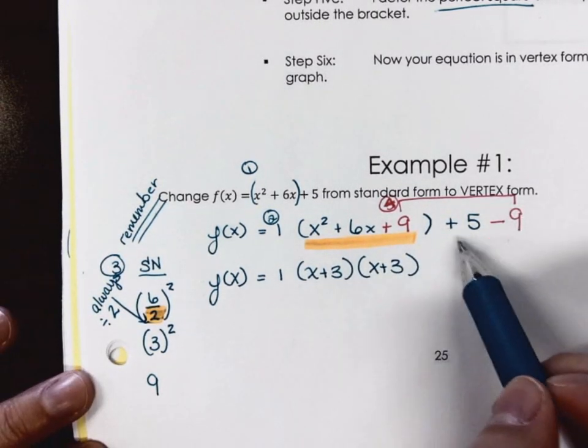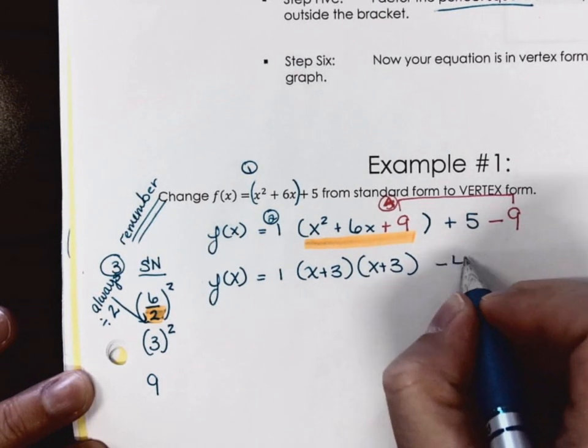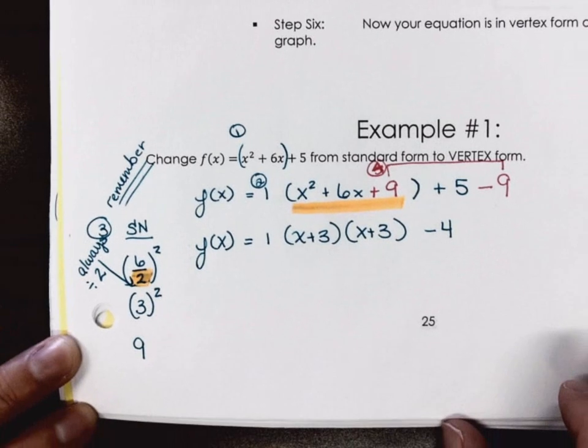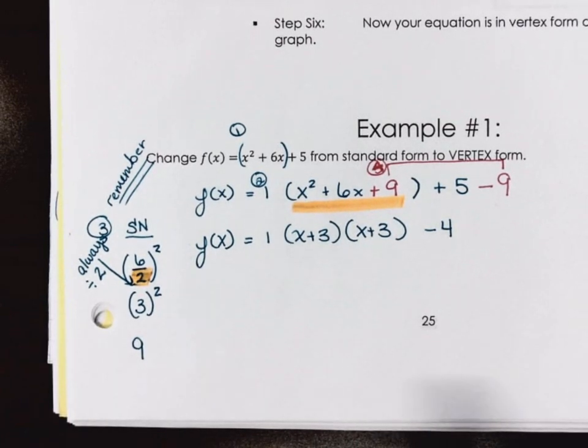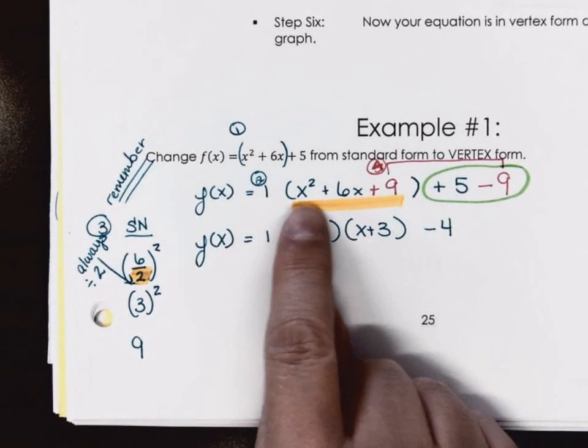And if we combine these, that's going to be a negative 4. Correct? Everybody agree with me? Doesn't really look like vertex form yet. Wait, what? Did you just take the root square factor thing? Yep, we factored these.